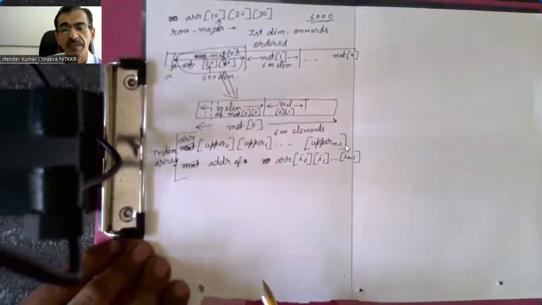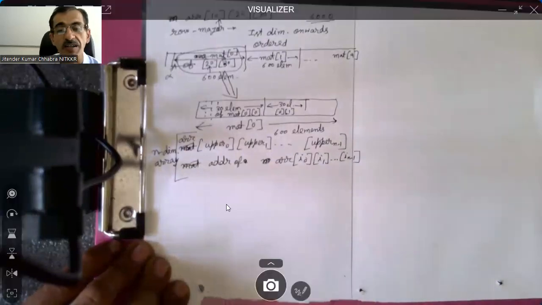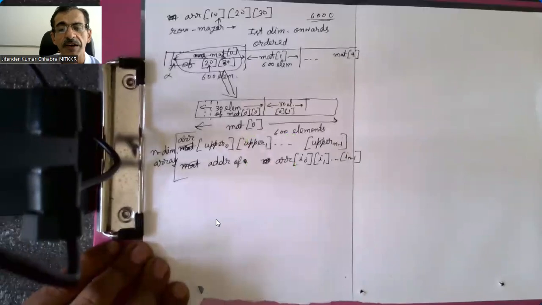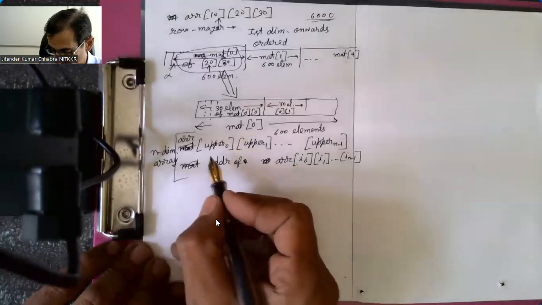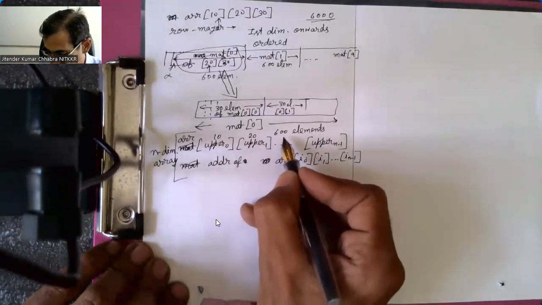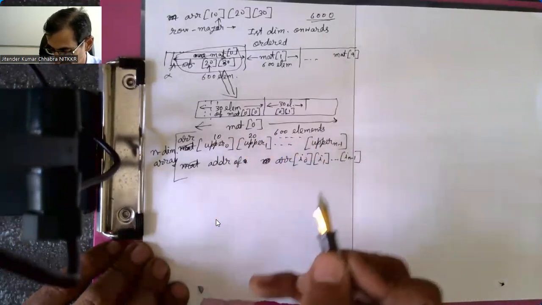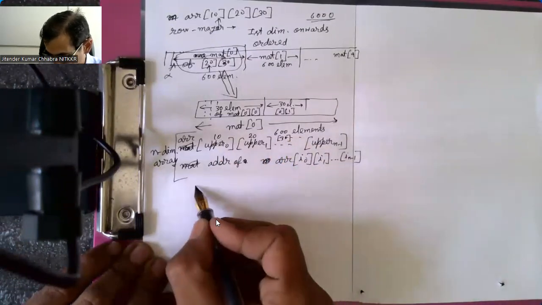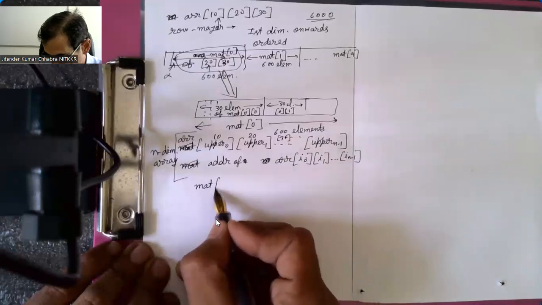N-dimensional array. And I am interested to find this. For example, you can assume the size is 10, 20, 30, and so on. Now, where is the element mat?